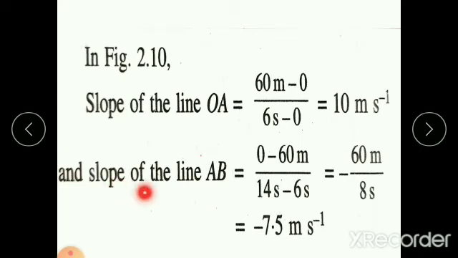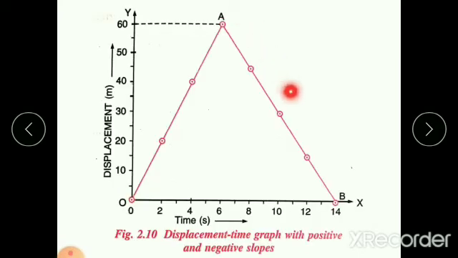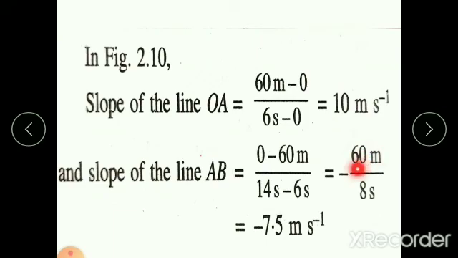Next we will take the slope of the line AB. That is 0 minus 60 meters divided by 14 seconds minus 6 seconds. For the line A to B, you have to draw one more line. It starts from 6 seconds and is coming down. The change from A to B is 0 minus 60, and the time is 14 minus 6, that gives you minus 60 divided by 8, which is equal to minus 7.5 meter per second.